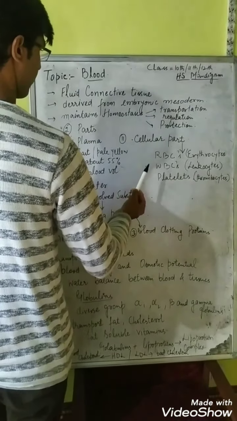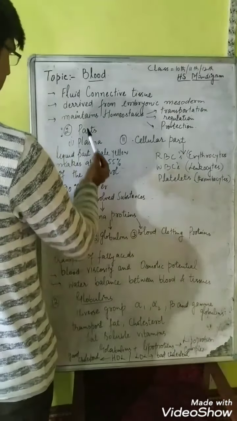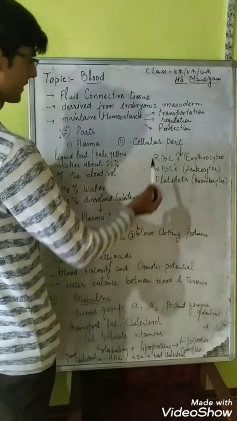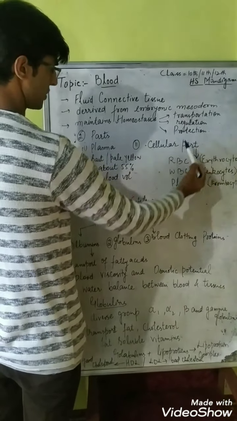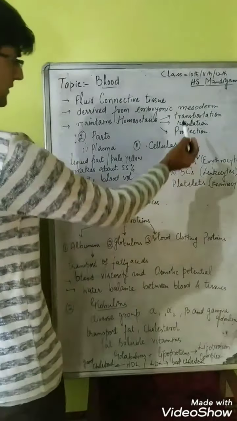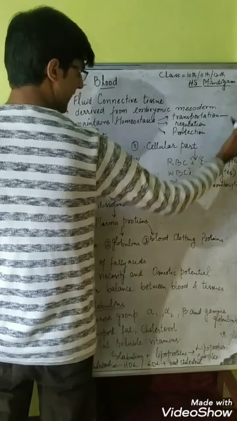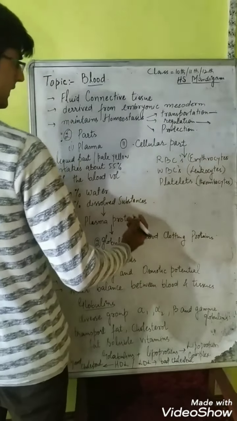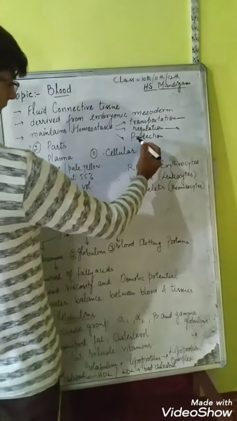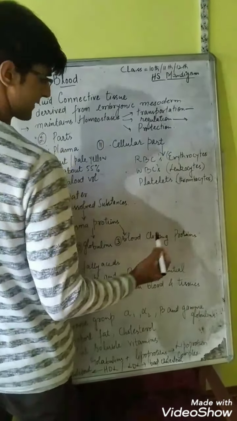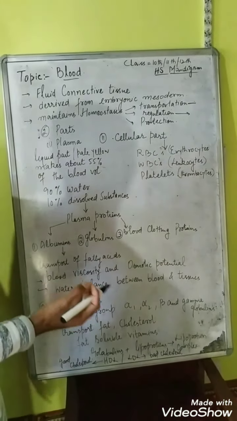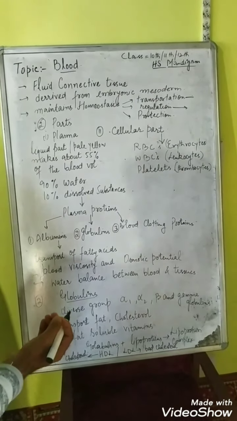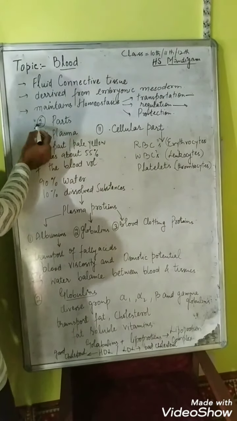It is a germ layer from which it is derived, and it helps to maintain homeostasis in our body by means of transportation, regulation and protection. As it transports oxygen and carbon dioxide, then it regulates the temperature of our body and the distribution of heat, and also it protects our body as it has the cells inside the blood, which are the important components of the immune system.